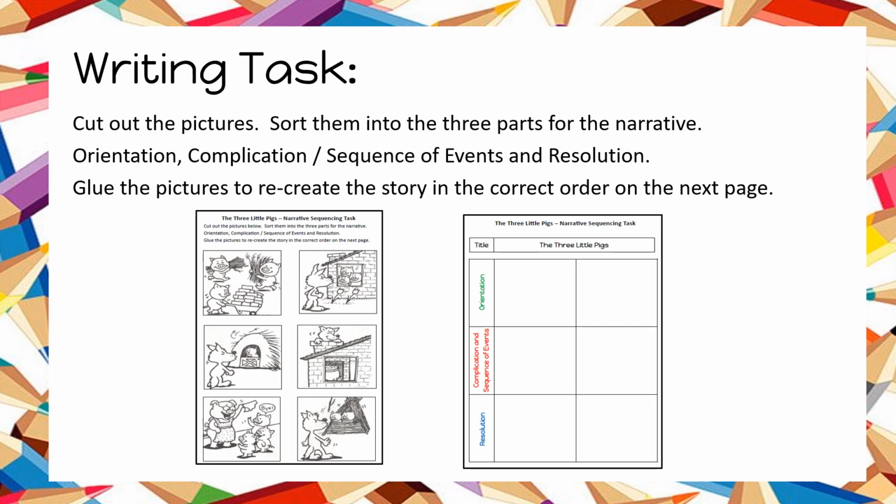Here's our first task for the week. In your writing folder, you've got a copy of these two worksheets. On the first page, you can see I've got pictures of the story. What I'd like you to do is cut them up, and then I'd like you to sequence them according to the three parts of the story. Which two pictures make up the orientation, which shows the problem, and which two pictures show the resolution. Once you're happy with them, stick them down next to the correct headings on our recording sheet.